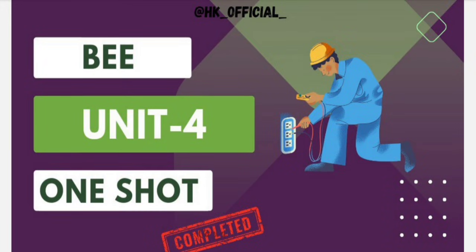Yes, I'm there with you with unit number 4 of BEE, that is Basic Electrical Engineering. The topic of unit 4 is polyphase AC circuit and transformer. So in this video, I'll cover the complete one shot of this unit number 4. After seeing this, you will be completely clear with your concepts of this unit number 4 of BEE.